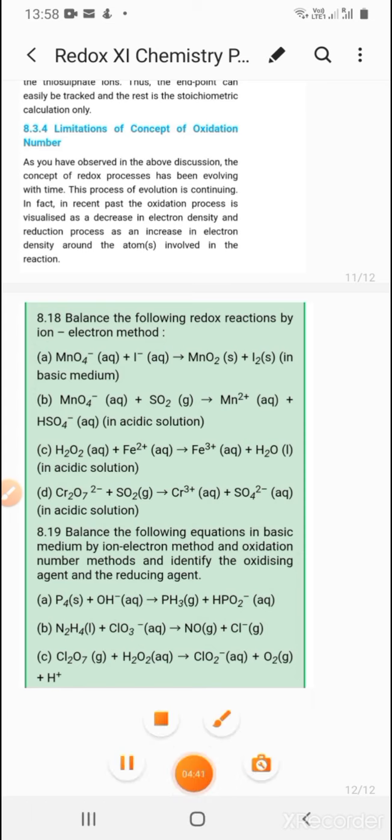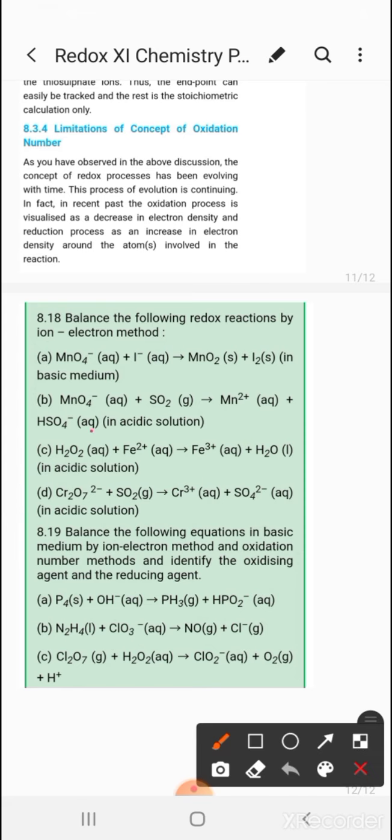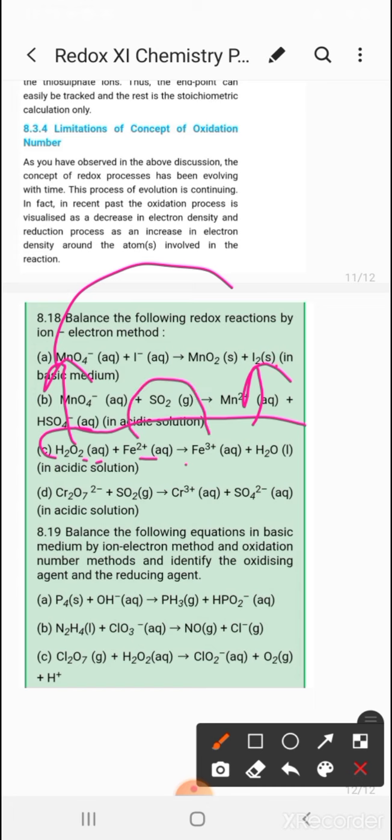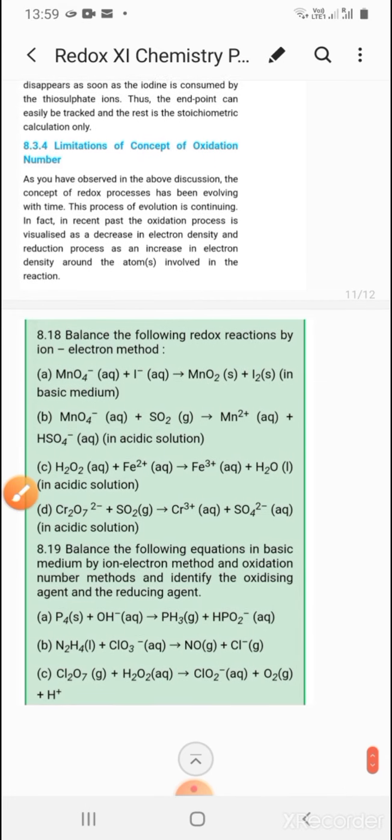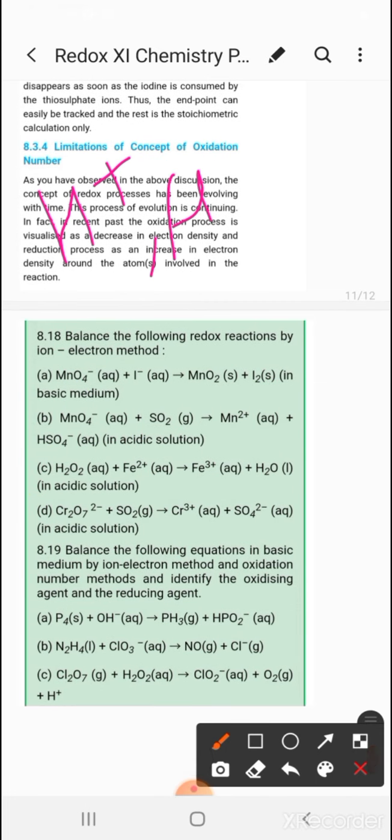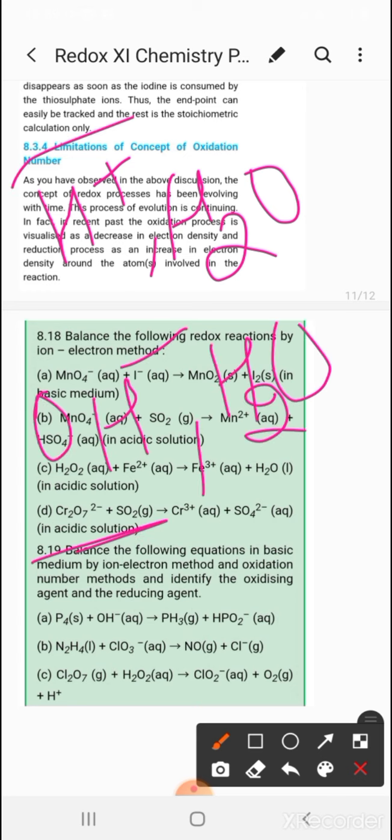If you have any doubt in this video or in this topic, you can ask, and make sure you practice all these equations in acidic as well as basic medium by the oxidation number method. You can try this H2O2 part also. Here oxygen is basically reducing, and in the case of iron it is oxidizing. You can do this equation using the oxidation number method in acidic solution. In the acidic solution you have to use the H ion and water for balancing, and in the basic medium you have to use the OH negative ion and water for balancing, fine.